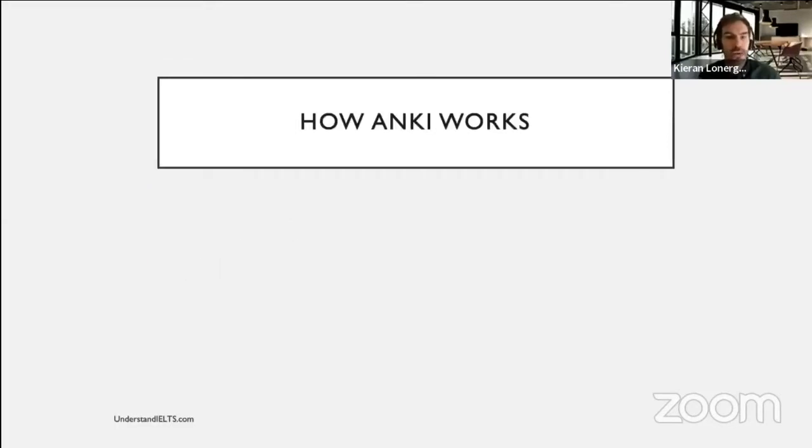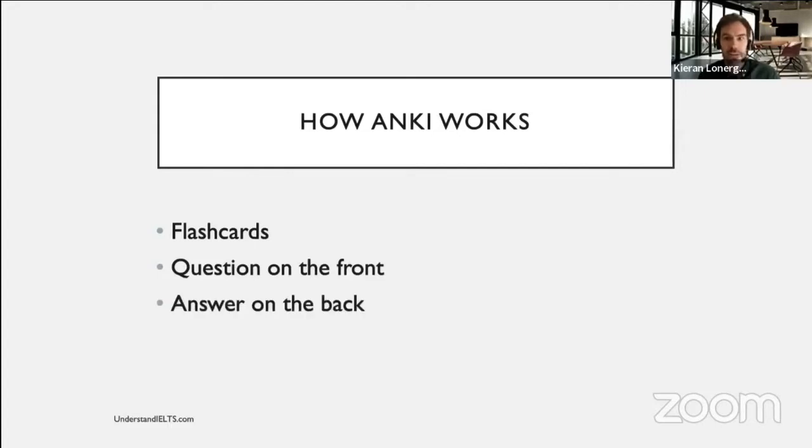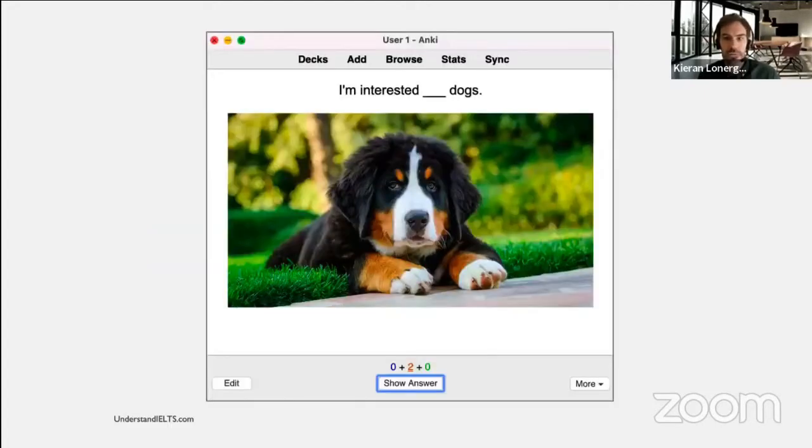So, how does Anki work? As I explained in the last lesson, Anki is an application for your computer and phone that allows you to make flashcards. A flashcard is just a card with a question on the front and the answer on the back, except this is a digital version. So let's look at an example. So again, we have a question on the front and an answer on the back. And here is our example.